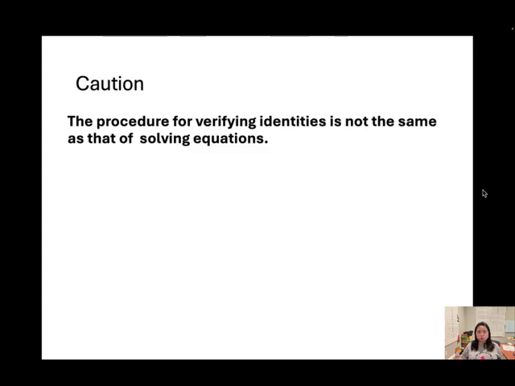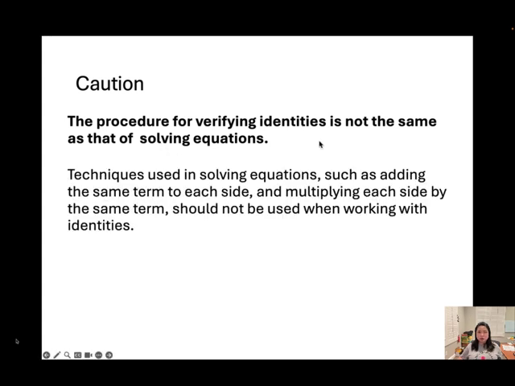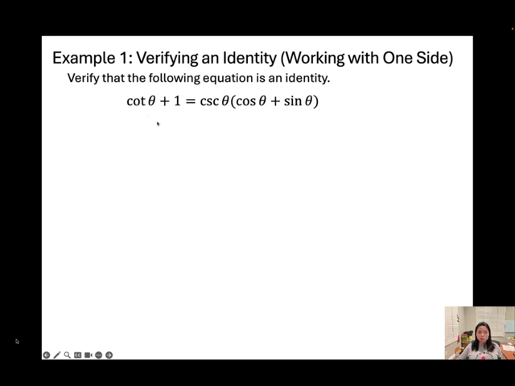Caution: the procedure for verifying identities is not the same as that of solving an equation. This is very important. Just like in example 1 here, we have the equation, but when you verify an identity, you always start with one side, either the left hand side or the right hand side. You never combine them together. This is not solving an equation. We want to prove they are equal to each other. So you can't add, subtract, multiply, or divide both sides like that.